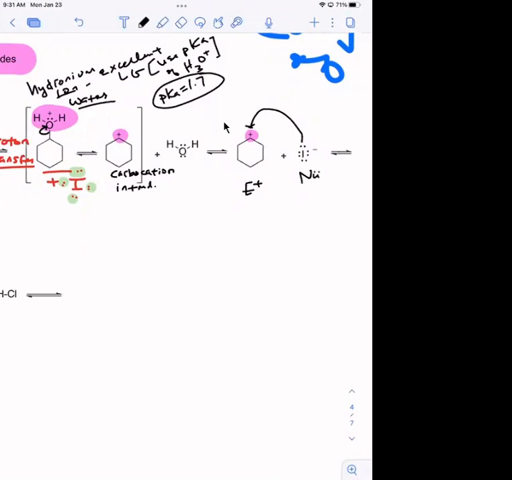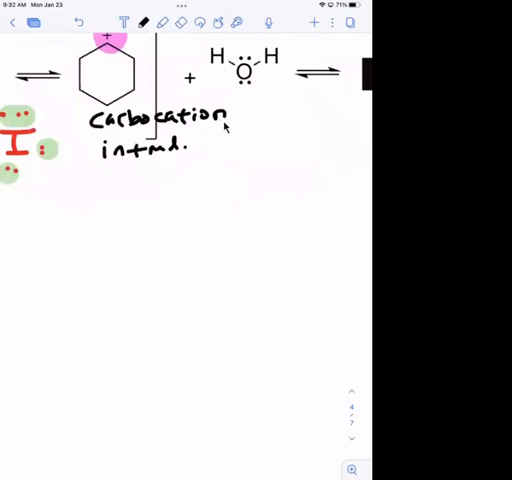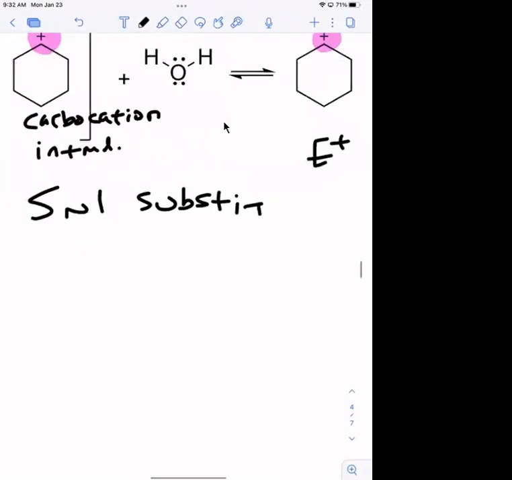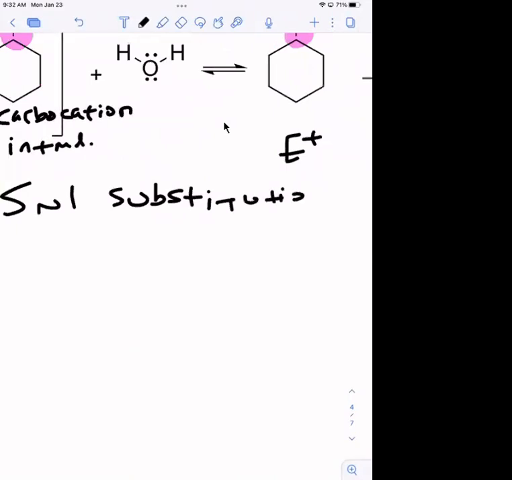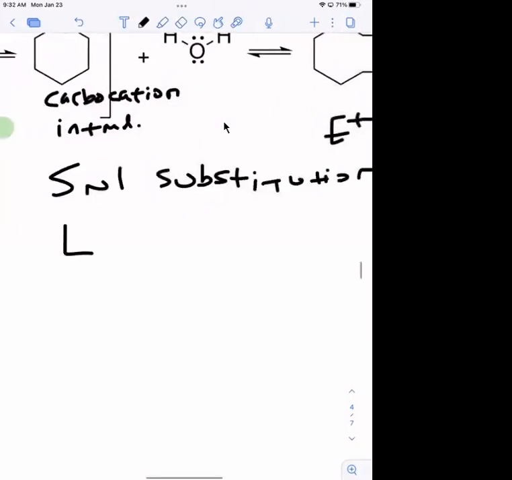There are two classes of substitutions that we study, right? SN2 and SN1. Is it SN1? It is. This falls under the class of an SN1 substitution. And the characteristic of an SN1 is a carbocation intermediate. So your leaving group leaves first. That's your rate determining step.